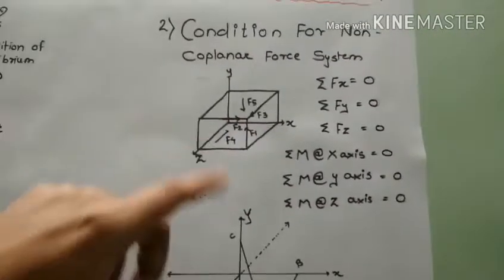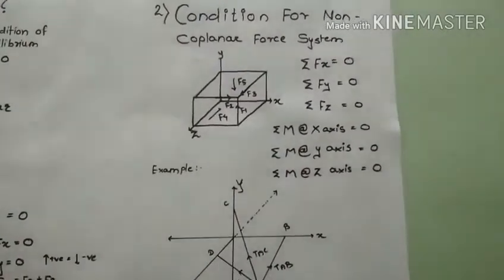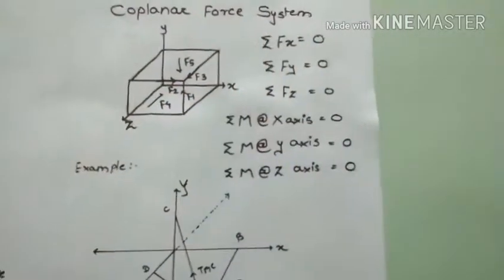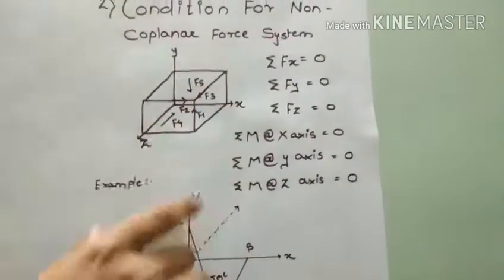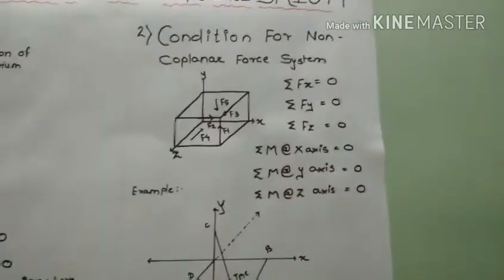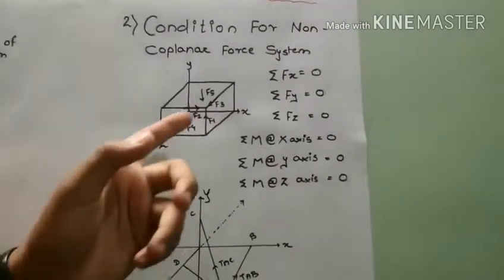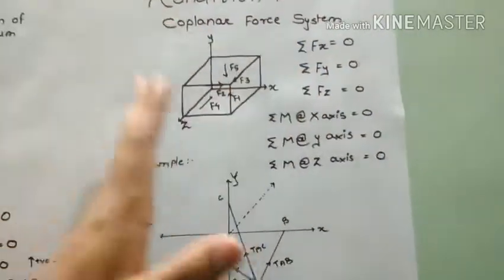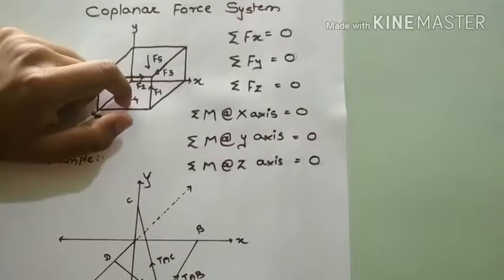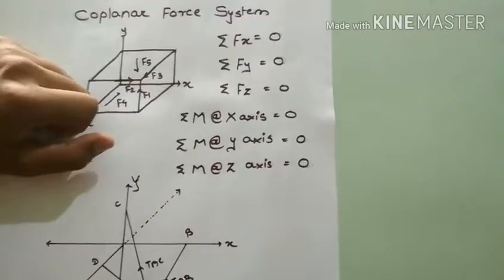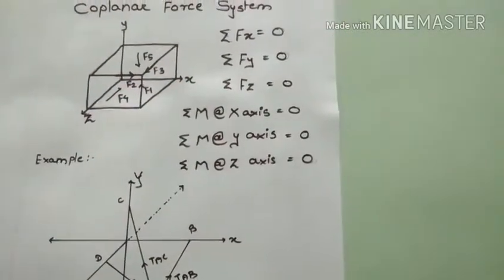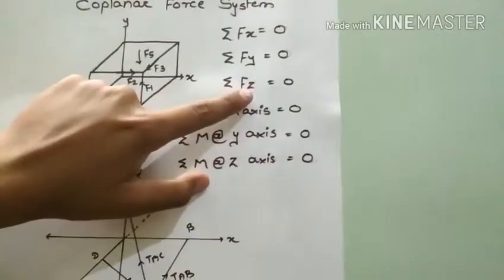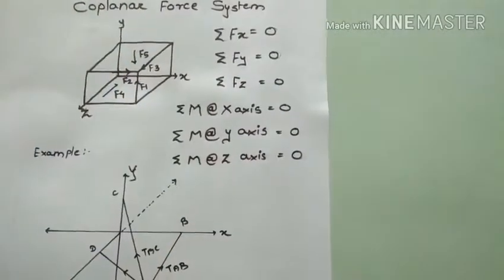For this, what are the conditions of equilibrium that we should know? Summation of Fx should equal 0. The sum of all the forces in the x direction should equal 0. For that also we have to consider one particular direction as positive and the other as negative. Similarly, the sum of all forces in the y direction should equal 0, and the sum of all forces in the z direction should also be equal to 0.